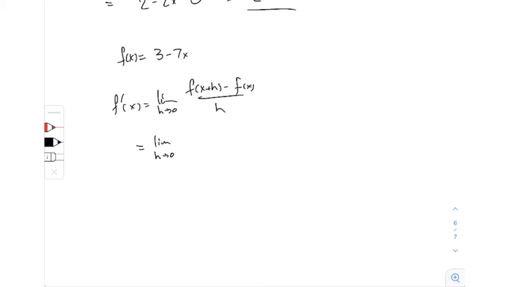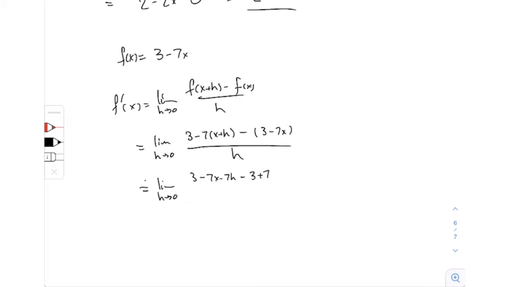Anyway, f of x plus h is 3 minus 7 times x plus h, right? You go back to the formula, and you just plug in, instead of x, you use x plus h. And then I go minus f of x, which is just what it is, 3 minus 7x, all this divided by h. And now, as before, you distribute, rearrange stuff, hopefully cancel things out. What do I get? On the top, 3 minus 7x minus 7h minus 3 plus 7x, divided by h. And then we cancel the 3's and the 7x's.